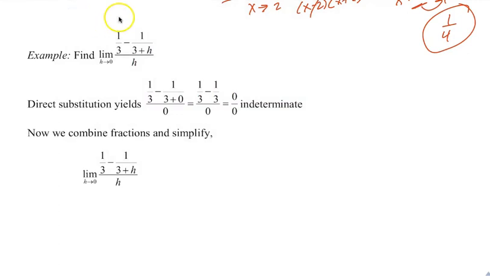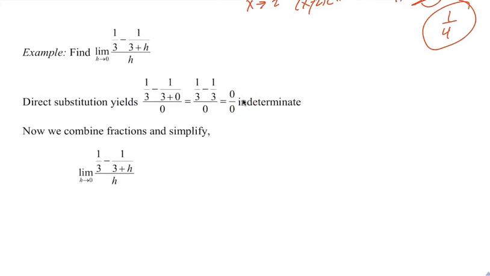Next one, same idea. Let's take the limit of this thing. Oh, this one looks ugly, right? The limit of 1 over 3 minus 3 plus h, all over h. But don't forget, no matter how ugly it looks, the very first thing we always do is sub in the value. So let's try that. In this case, I do get 0 over 0, so an indeterminate form. So we have to do more work.